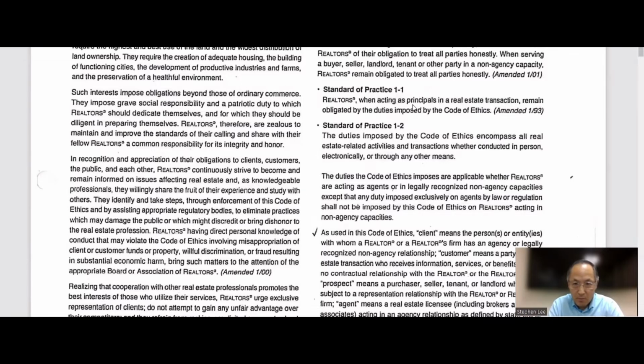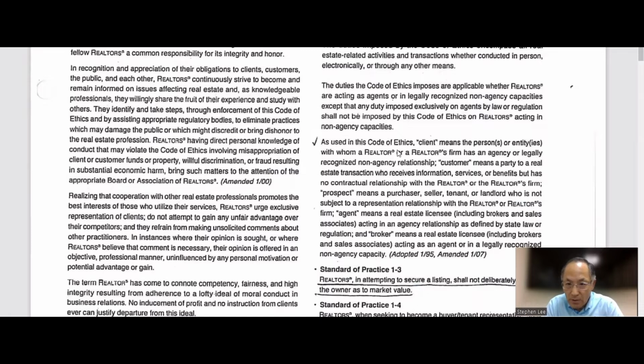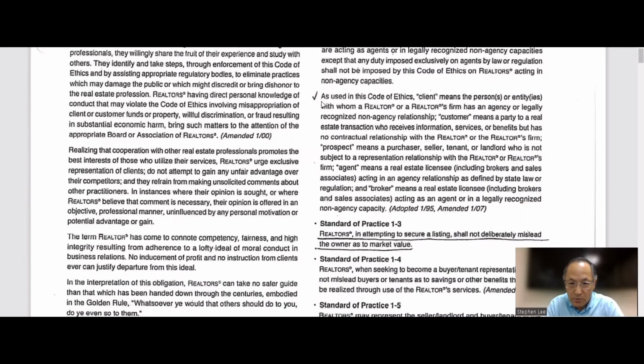Standard Practice 1-1: Realtors, when acting as principals in a real estate transaction, remain obligated by duties imposed by the Code of Ethics. That we know. That's why we're doing this. And Standard Practice 1-2: the duties imposed by the Code of Ethics encompass all real estate related activities and transactions, whether conducted in person, electronically, or through any other means. Also, we know that. And we want to jump into the next paragraph.